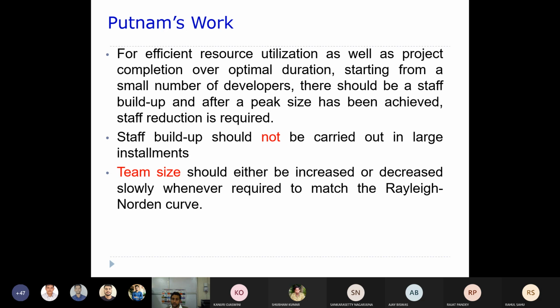So team size should either be increased or decreased slowly, whenever required, to match the Rayleigh curve, so that the team can be slowly increased. Maybe over time you should keep on increasing the number, but that should also follow a Rayleigh curve, not a straight line. That is what we have discussed.